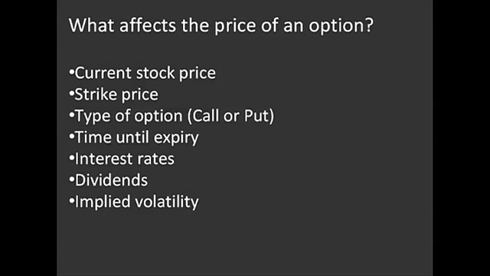So the first is the current stock price, and then the strike price after that. The closer the current share price is to the strike price, the more expensive your option is likely to be, because the closer the price is right now to your strike price, the more probable it is that your option could end in the money. The next point is the type of option. Is it a call option or a put option? That is very significant because it determines whether you have an option to buy the asset or an option to sell the asset.